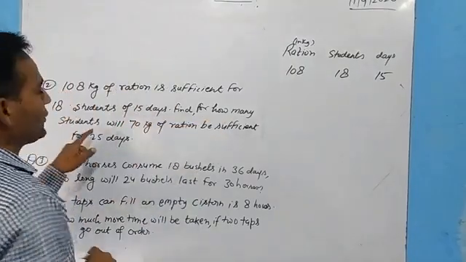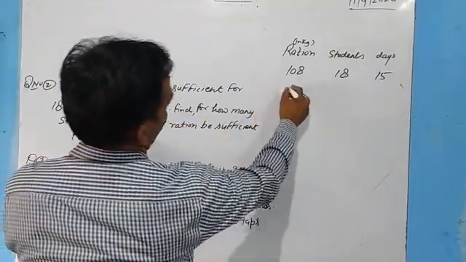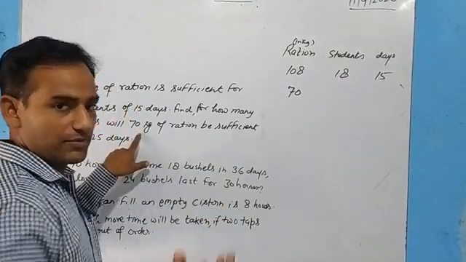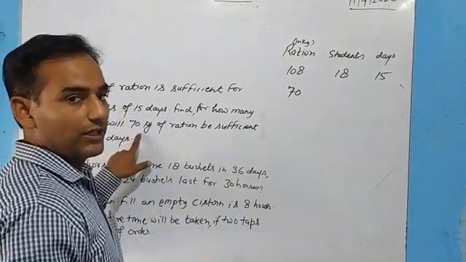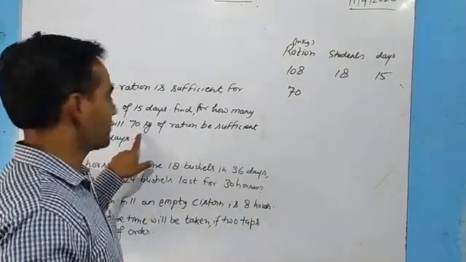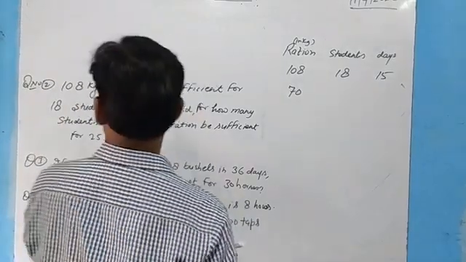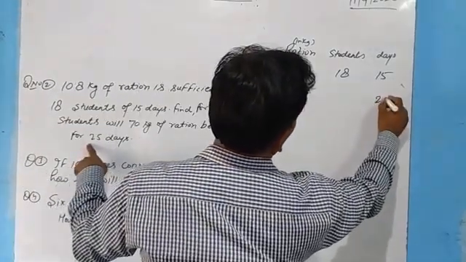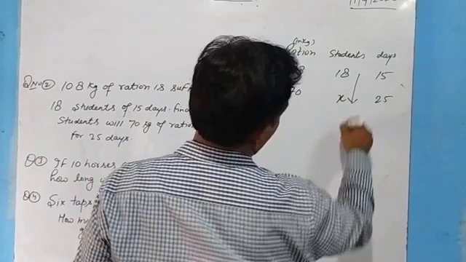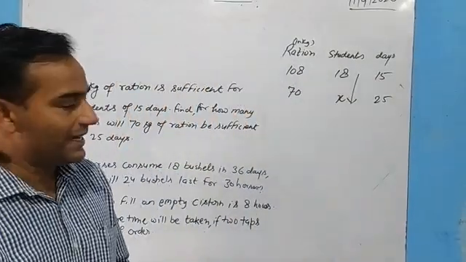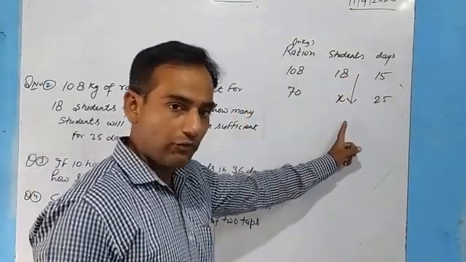Find for how many students with 70 kg. Now 70 kg ration is there. Ration means rice, wheat, dal, pulses. Okay. 70 kg of ration will be sufficient for 25 days. We don't have the number of students. Let the number of students be x. At the x side, a downward arrow.